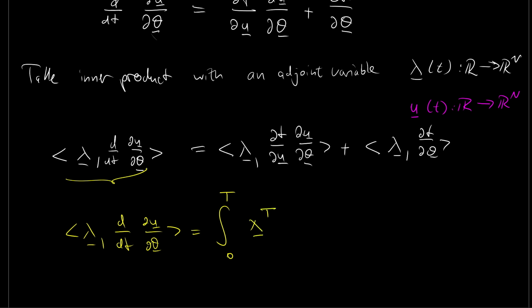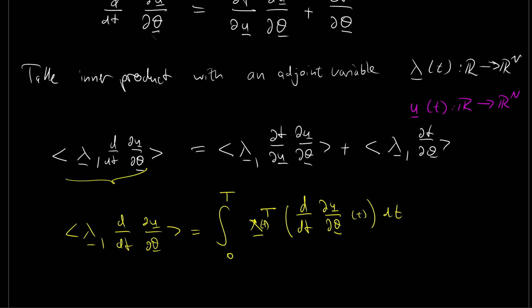So a lambda transpose, and maybe let me also indicate the time dependency here, transpose with the time derivative of the Jacobian, which will itself also be a function of t, and then integrated dt. So we will have a contraction in the sense of a vector inner product here, of that vector function with that vector function. And then we'll also have a contraction in that we will integrate out the temporal dependency. And therefore the result of this inner product will be something that is no longer a function of t.